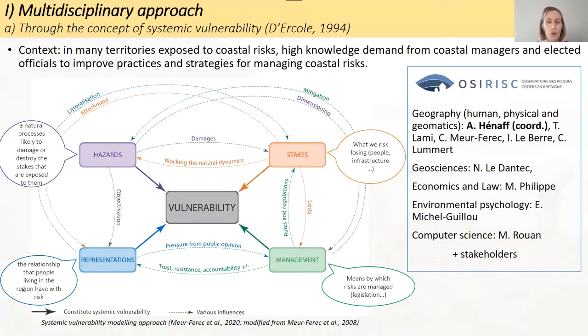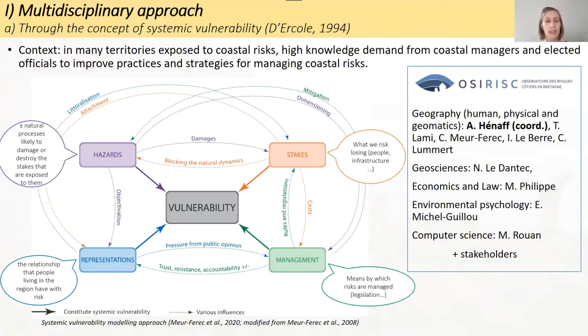Because the traditional approach to risks is not sufficient to integrate all dimensions that influence risk and its management, the concept of systemic vulnerability emerged to assess the capacity of society to respond to potential crises in terms of adaptation and resilience. This concept, created by Derkel, encompasses 4 components: hazard, stakes, management, and representation, using a multidisciplinary approach.